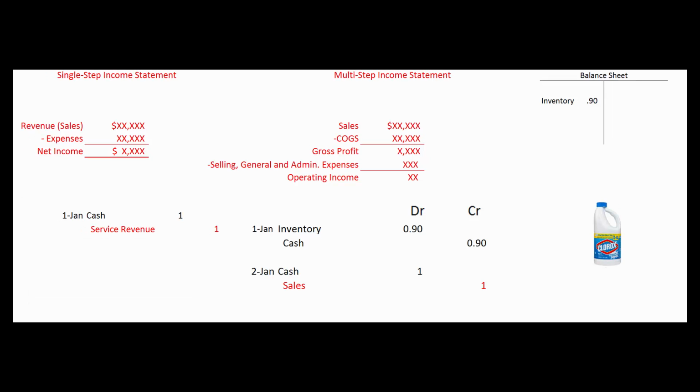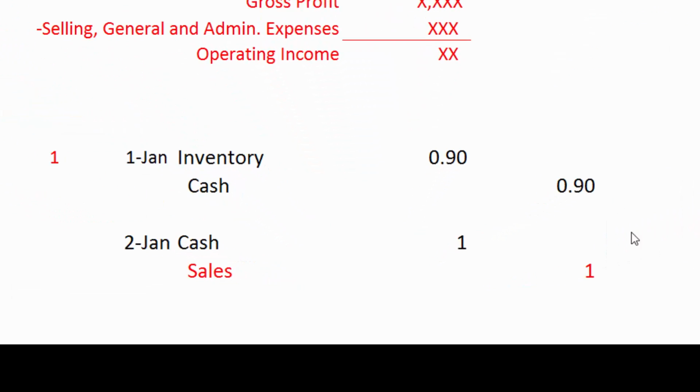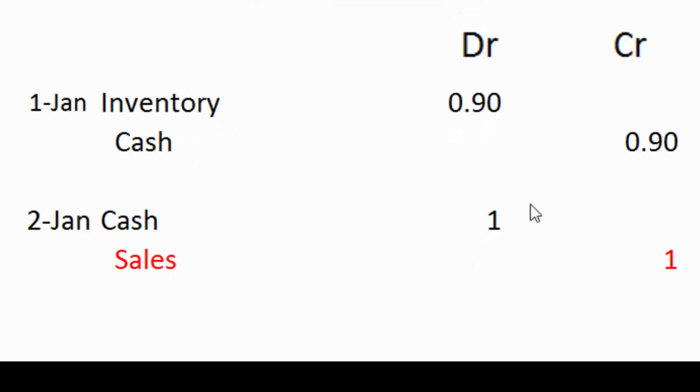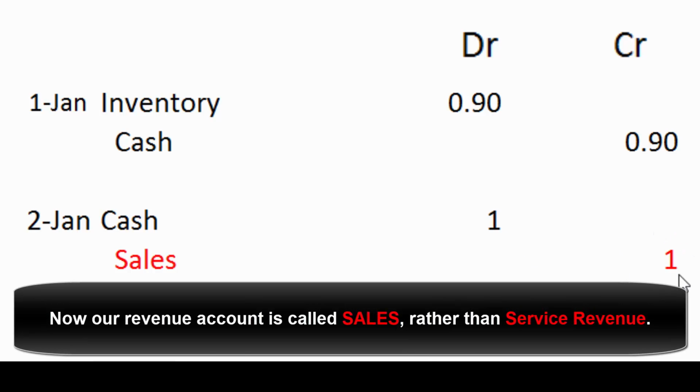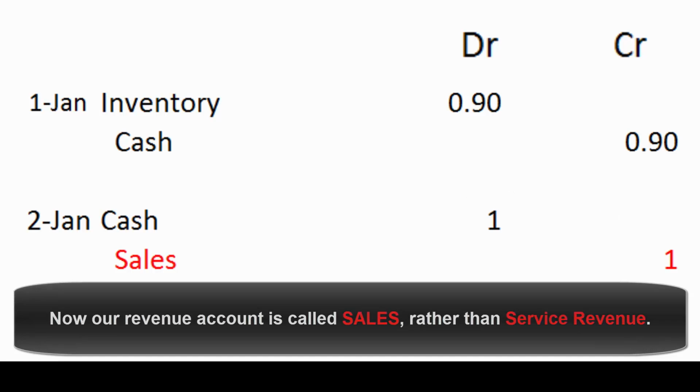So a customer comes into my store and buys that bottle of bleach. She pays me $1 cash. I debit cash for $1. Cash is an asset. It increases with debits. And sales is what we're going to call our revenue account now. Sales is a revenue account, so it increases with credits. I put the balance sheet accounts in black font and the income statement accounts in red font.